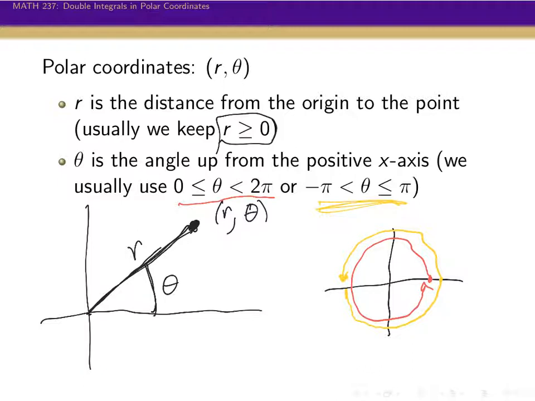Okay. And so depending upon where you need your angles to be, usually we pick one of those two bounds for theta, sets of intervals for theta to be in. But they both will end up giving you the same thing at the end of the day.